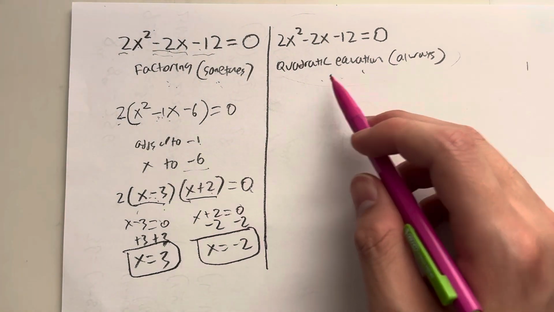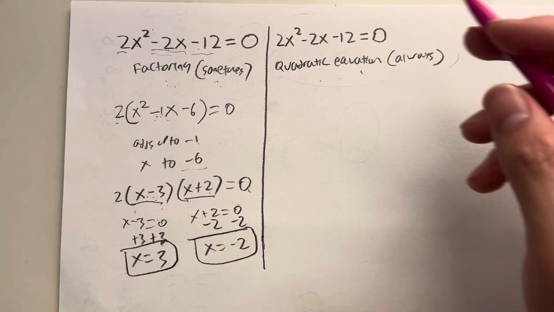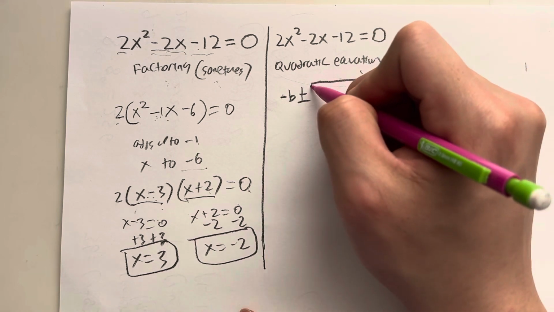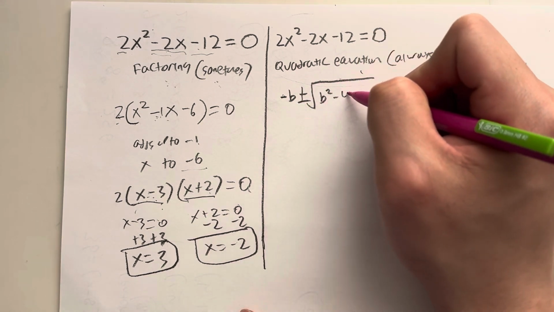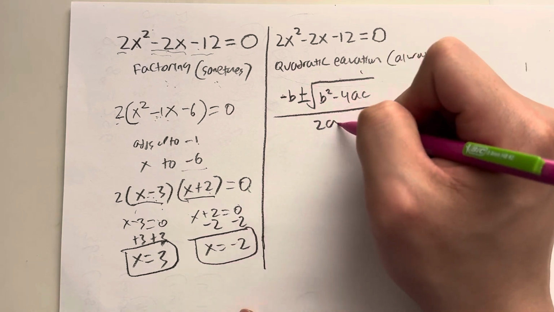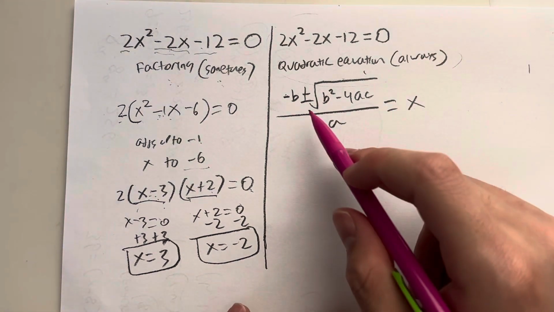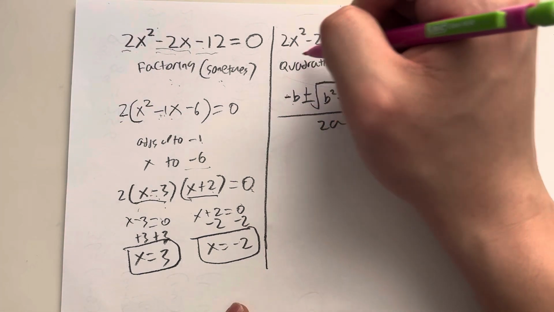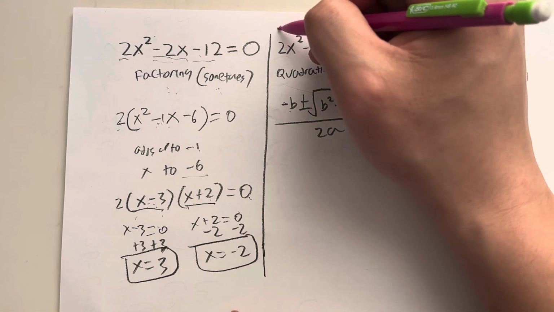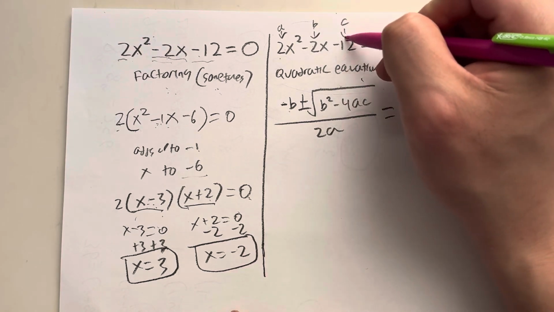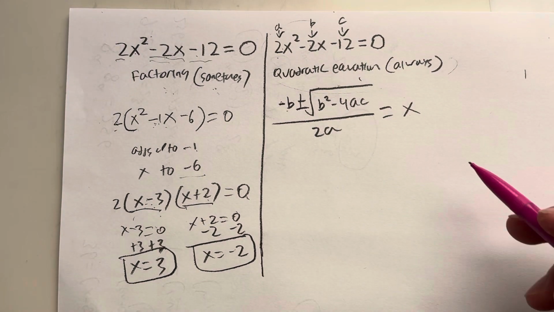Now, whereas the quadratic equation is the method that most people use, and you've probably seen this formula before, because it's x equals -b plus or minus the square root of b squared minus 4ac, all divided by 2a. You've definitely seen this before. So how do I get my values of a, b, and c? Well, they're in the equation, because a is equal to 2, b is equal to -2, and c is equal to -12.